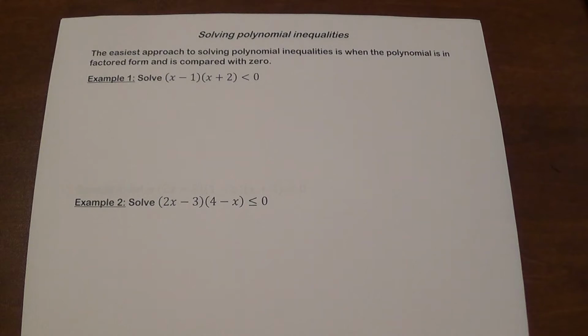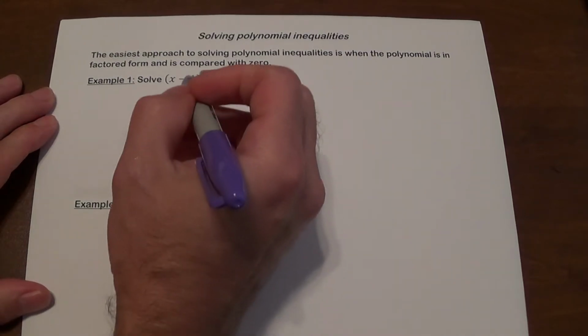Hi, this video is on solving polynomial inequalities, and when we solve polynomial inequalities we prefer for them to be in factored form, and the inequality is going to be with the comparison to 0. That makes it the easiest, so every time you do something like that, this is what you want to try to aim for. These are basic inequalities that I'm going to show you, and I'm going to show you how you do that. So let's take a look at this first one.